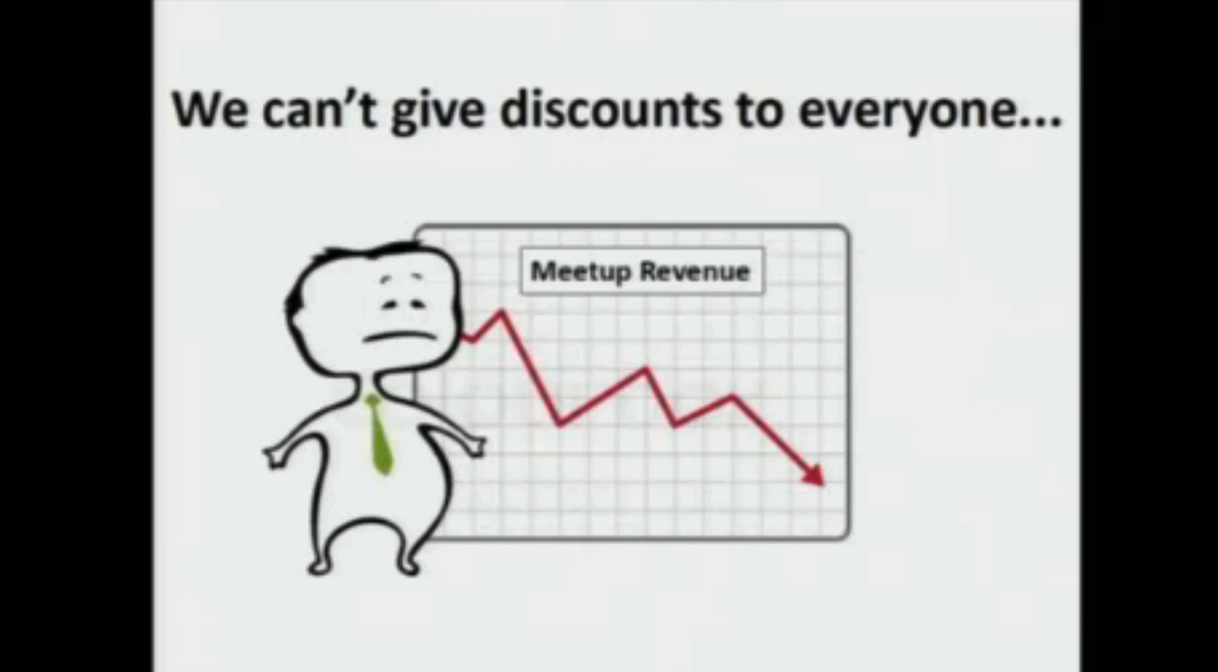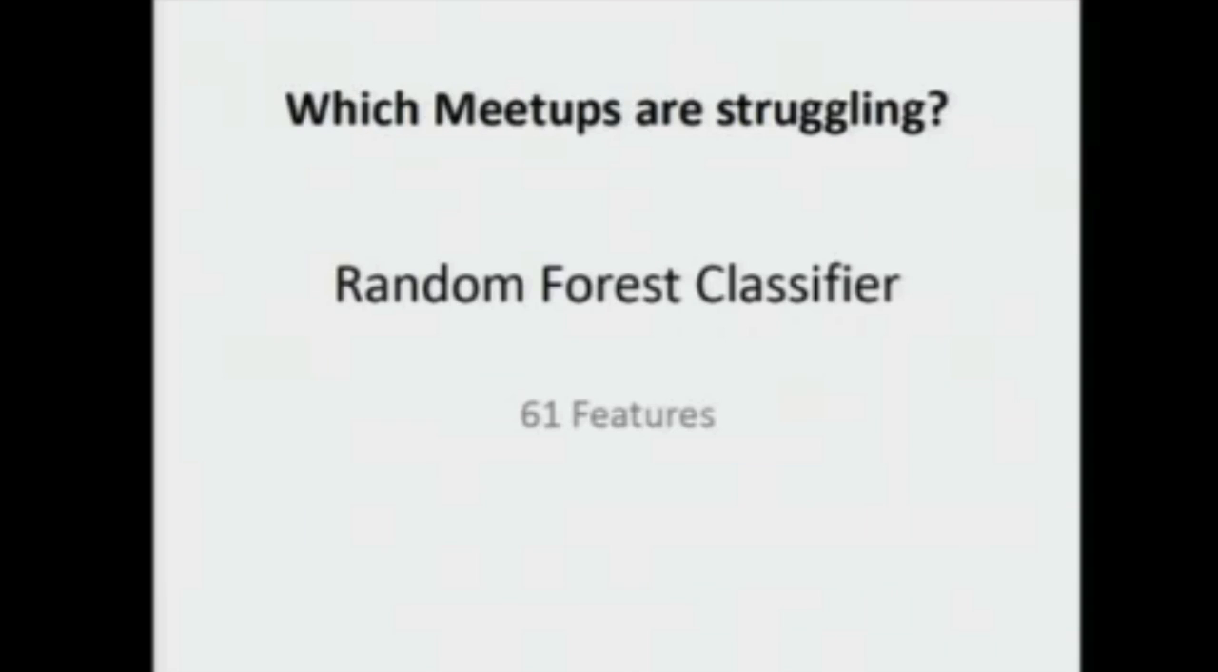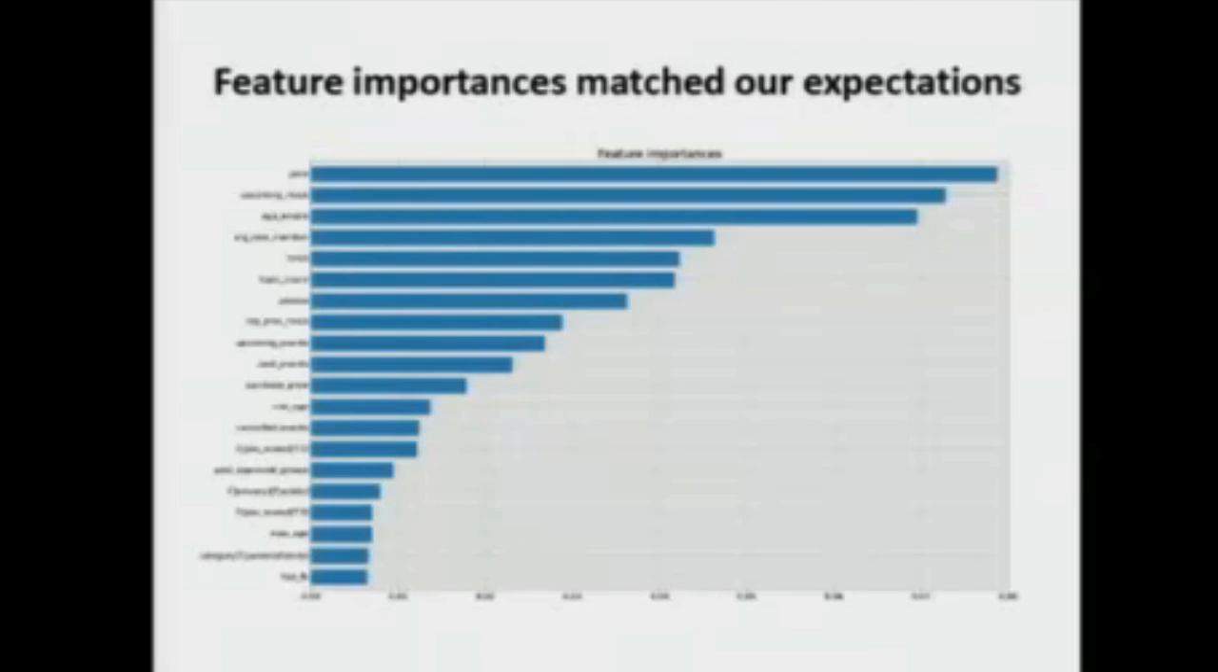But obviously, we can't give discounts to everyone. So this is where the data comes in. We used a classifier to figure out which meetups are struggling. For this, we used a random forest classifier. We plugged in 61 features. And what we found was that the feature importances kind of matched our expectations. Joins and RSVPs were pretty good indicators. Something like whether or not the organizer had their Facebook account tied, not such a great predictor.